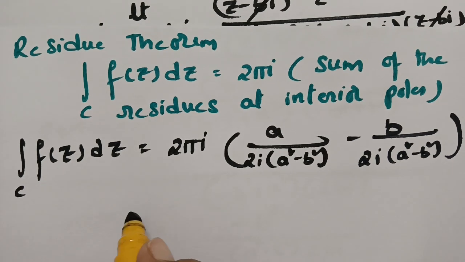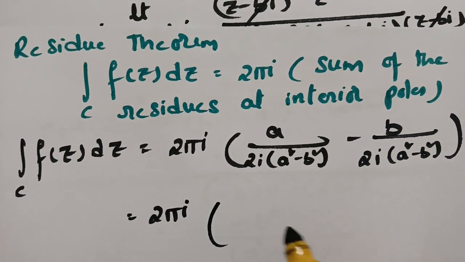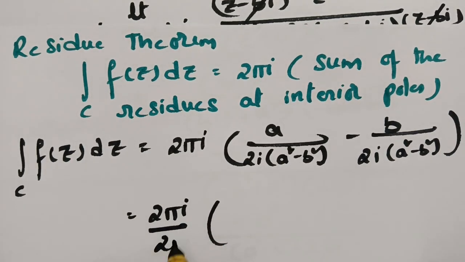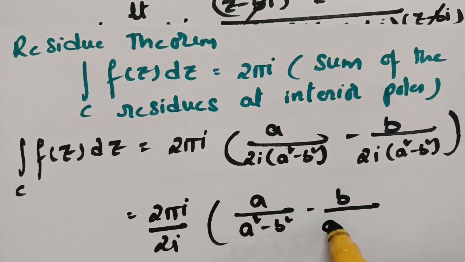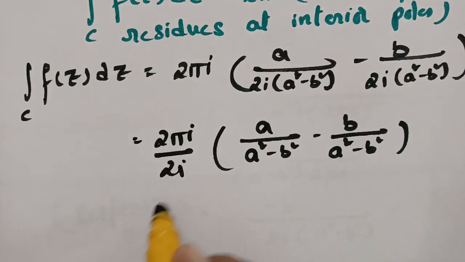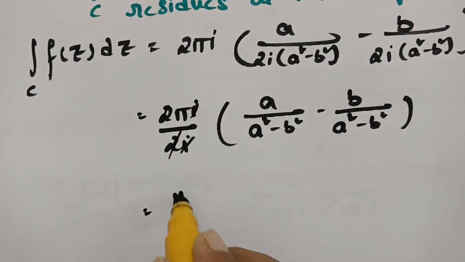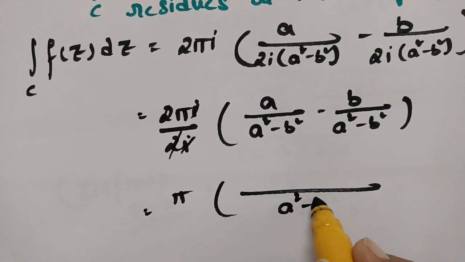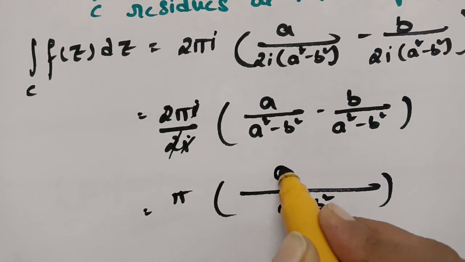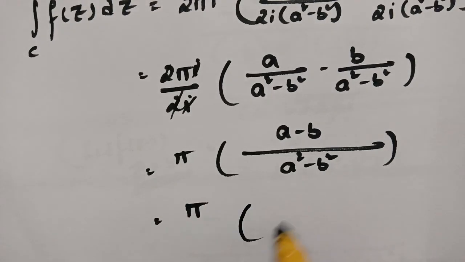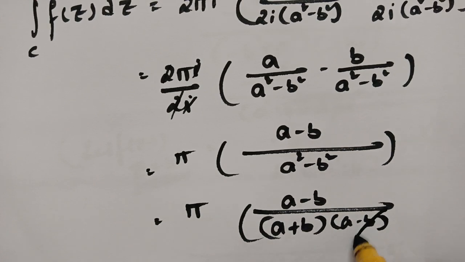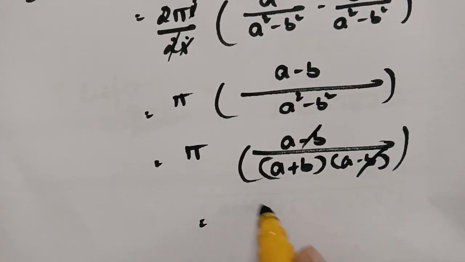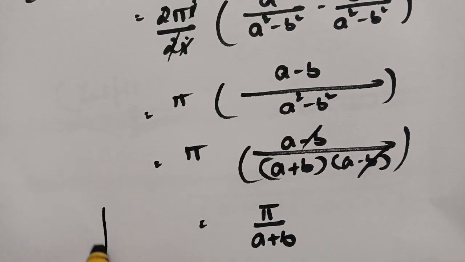If I take 2i common from the denominator, this will be a by (a² − b²) and minus b by (a² − b²). If I cancel these two, this will be π by (a² − b²), which is π by (a − b)(a + b). If I cancel a − b, what remains is π by (a + b). Clear? So this is the integral over c of f(z) dz.